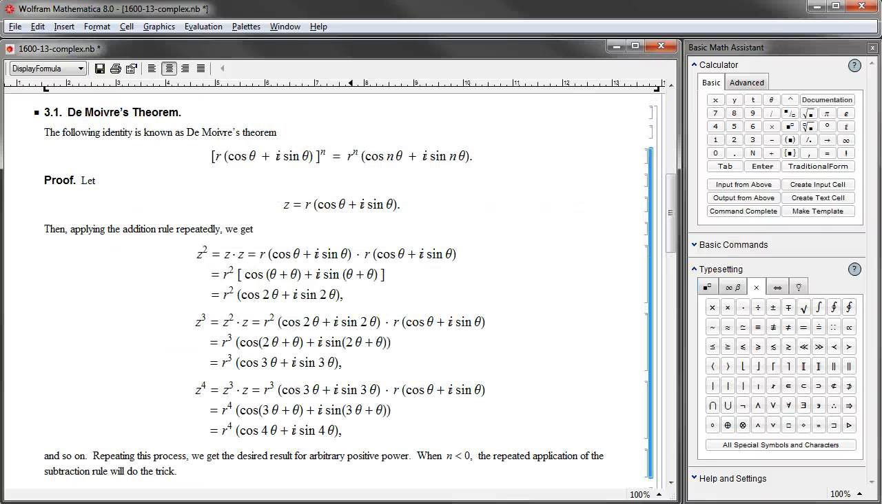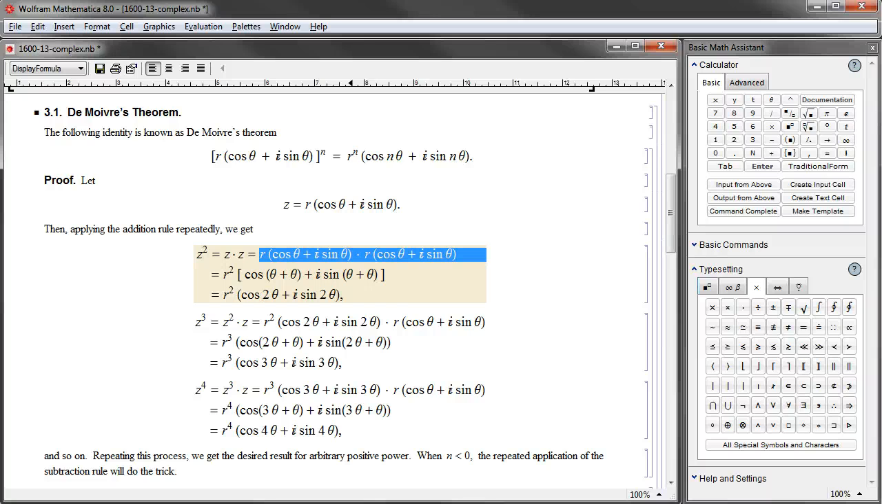It goes like this. z is r times cosine theta plus i sine theta, and multiply those together. r times r, we get r squared, and then we add up the angles, theta plus theta. That generates r squared times cosine of 2 theta plus i sine of 2 theta, the right hand side when n equals 2.